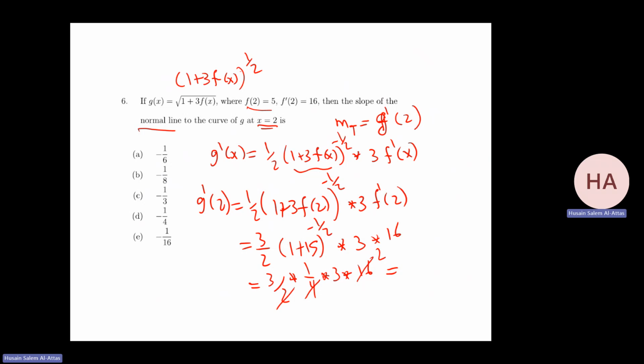So that will be 1 plus 3 times 5, which is 15, to the power minus half. That will be 1 over 4. What is the mistake?